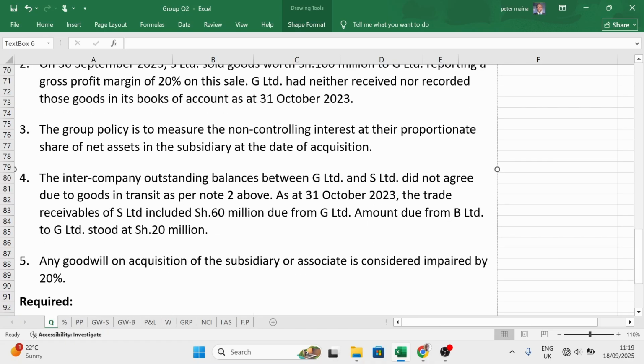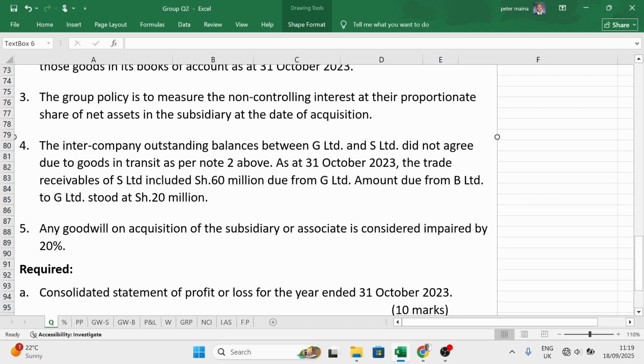Number 3, the group policy is to measure the non-controlling interest at their proportionate share of net assets in the subsidiary at the date of acquisition. So this means because you're not given the fair value of non-controlling interest, we cannot use the full goodwill method. So the only method applicable in this case is the partial goodwill method.